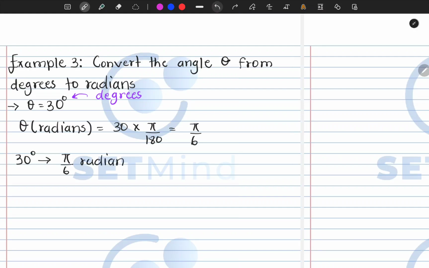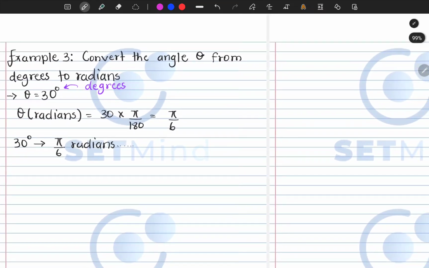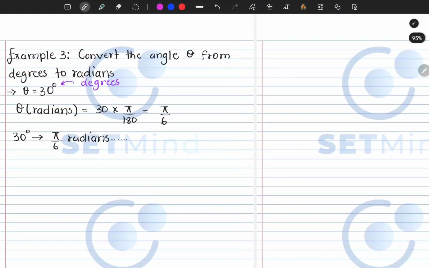So whenever we find ourselves at a point where we are supposed to use radians, it should be easy for us to do the conversion. Let's look at example number 4.